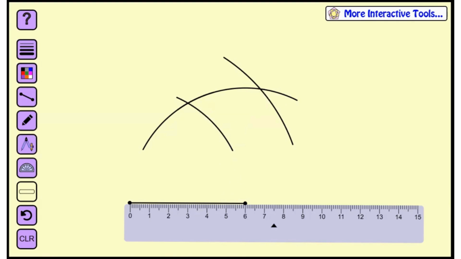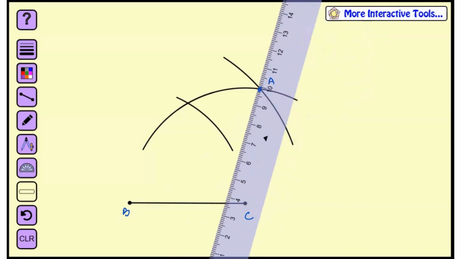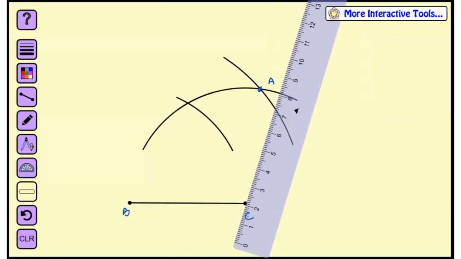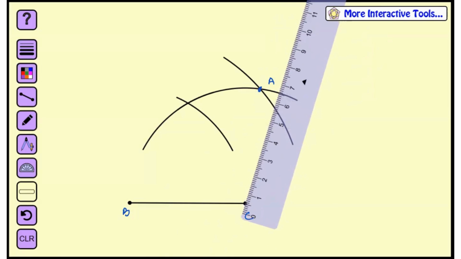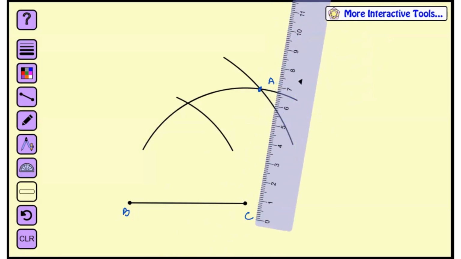So if I remove this over here, this will be your vertex. Call this point A, call this point B, C. So if it's 6 centimeters, using your ruler, we draw a 6 centimeter line. So let me, this is obviously not accurate because of the compass not opening to 9.5 centimeters.